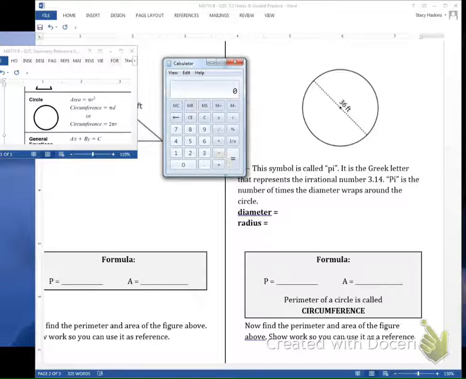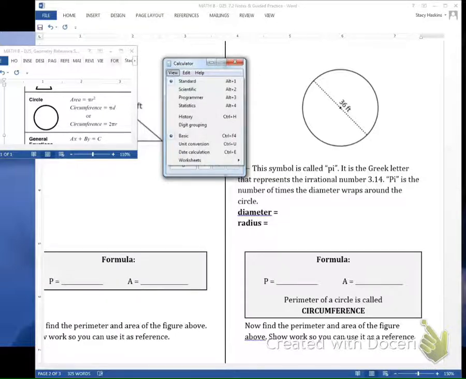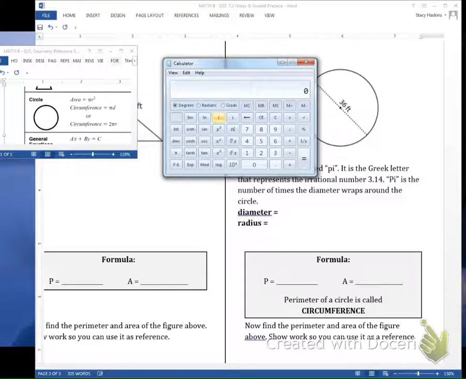Here I have the calculator up, and notice I don't have a pi button on this calculator, but what you can do is go to View and Scientific, and there we have a scientific calculator. Now this scientific calculator unfortunately does not have the fraction button that our calculators in class have, but it should have the pi button, and there it is right here. So on your handheld calculator, that's the symbol that you're looking for. Sometimes you have to use the shift key.